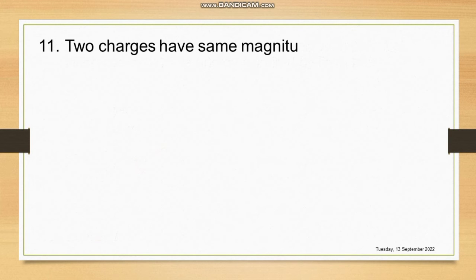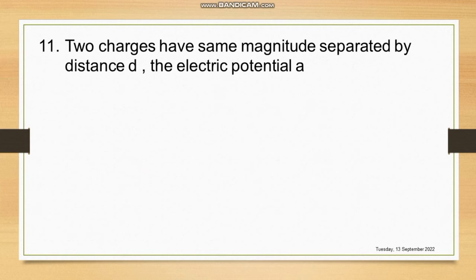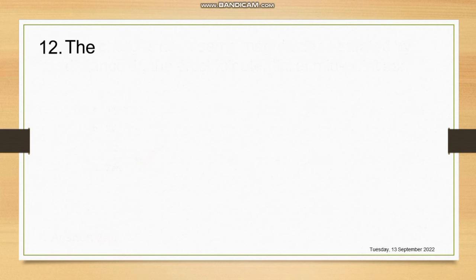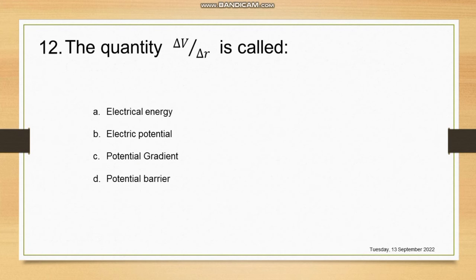Two charges have the same magnitude separated by a distance. The electric potential at the midpoint is equal to 0. The quantity, the change in potential with respect to displacement, is called potential gradient.